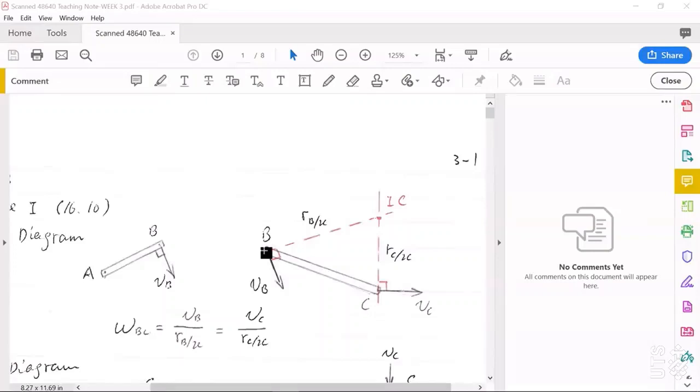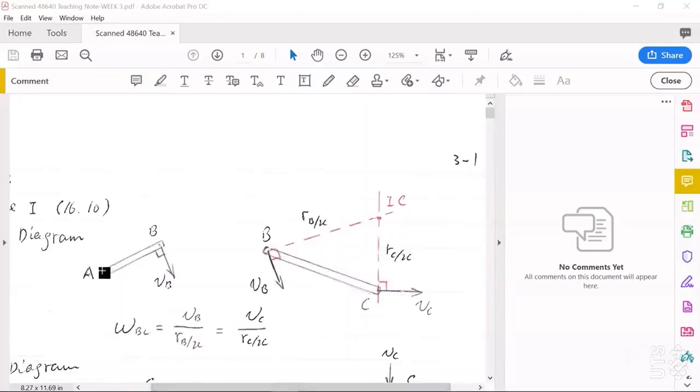For point B, look at the crank AB. Because AB is undergoing rotation about a fixed axis O.